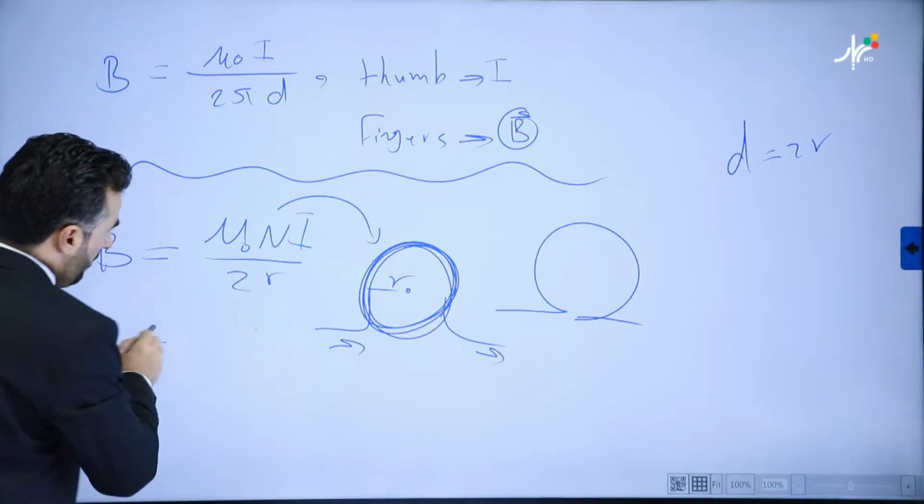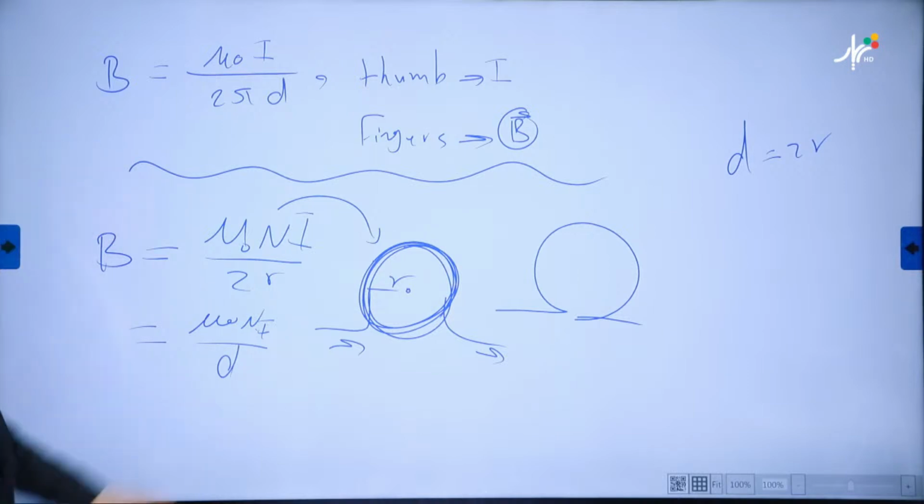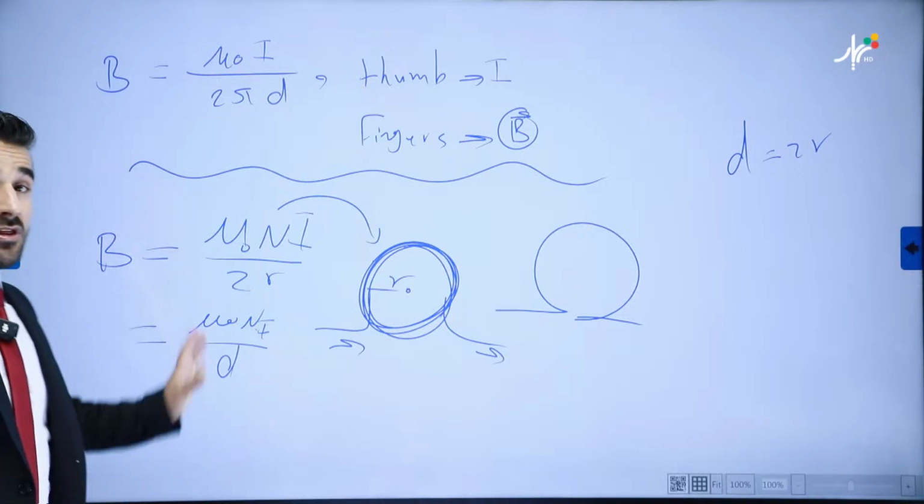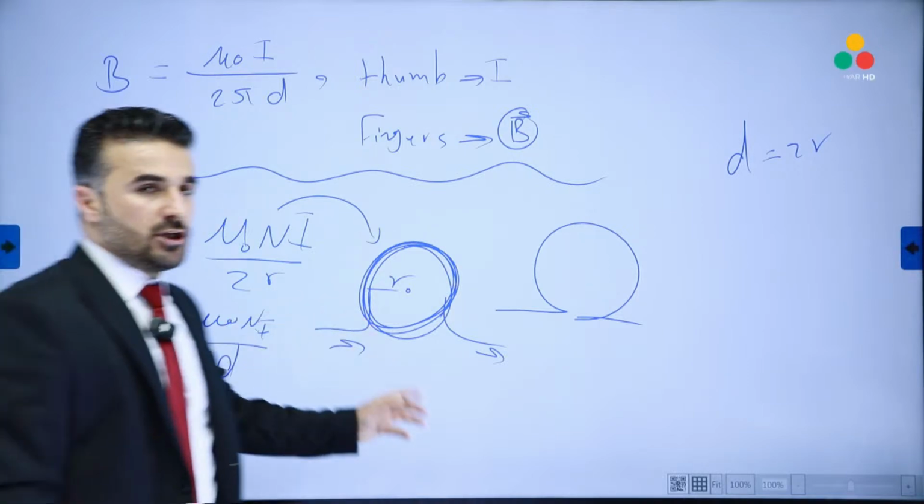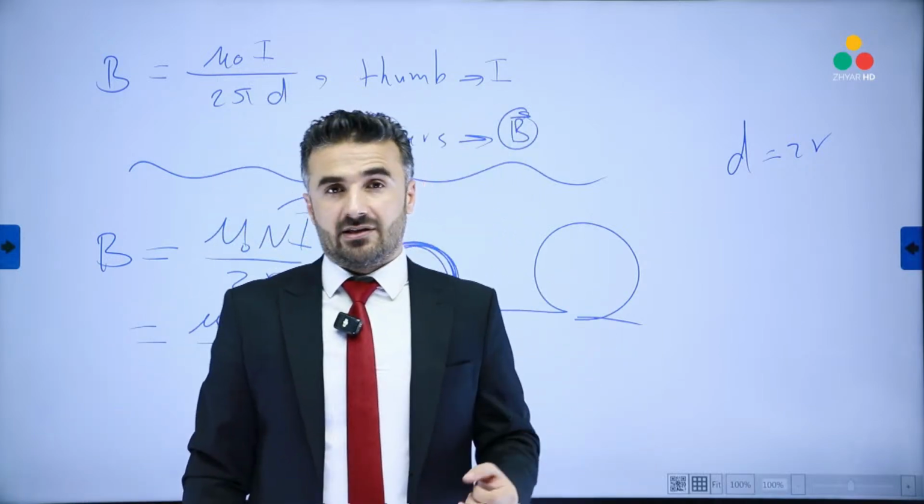Then in this case, instead of all this, you can just say mu naught Ni over D, the diameter, and that's totally fine. That is for the magnitude, yeah? What about for the direction here? How do we find the direction of the magnetic field around a coil in this case?